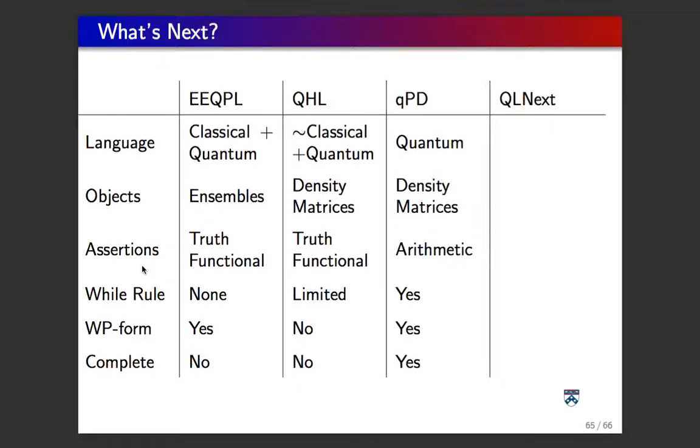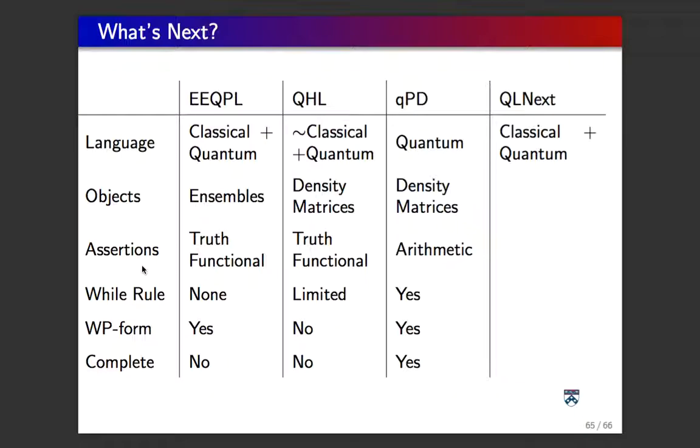So then, the thought is, what is next? What's missing from these logics, and how could they be better? Well, for one thing, clearly QPD is the place we want to start because it's a complete logic with a while rule, and this semantics is very powerful. But we might want to be able to reintroduce classical bits, and we have two ways of doing that. We can either use the QHL approach of having types ensuring that we can treat certain quantum bits as classical, or we can have really this separation between classical and quantum.